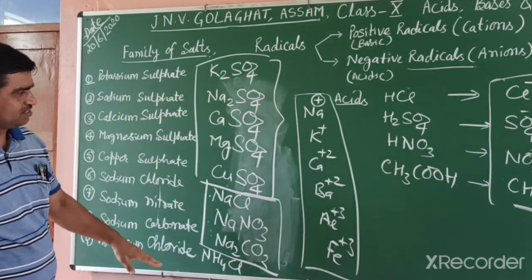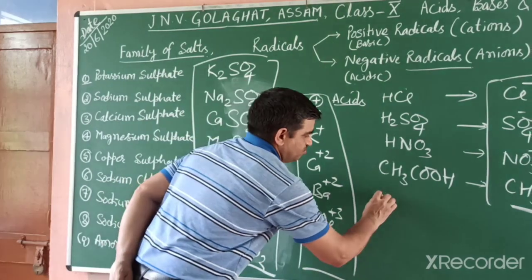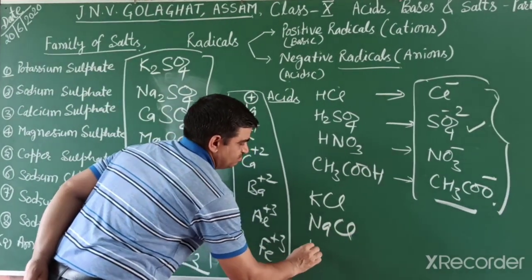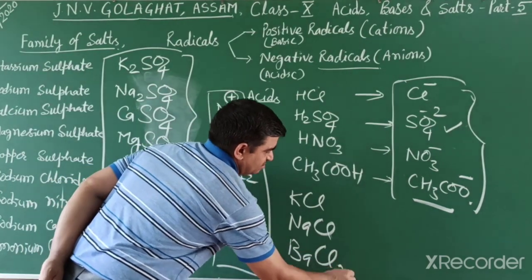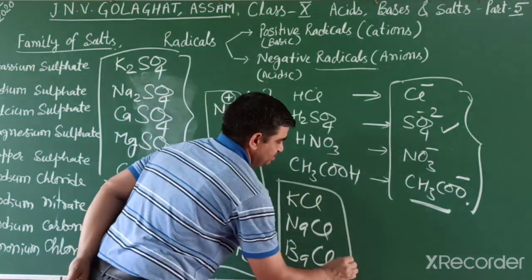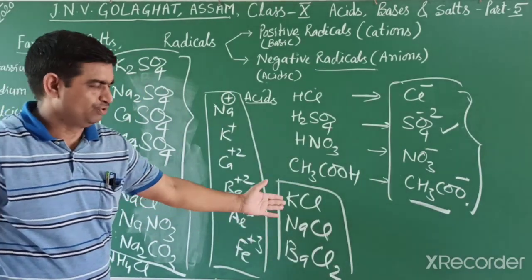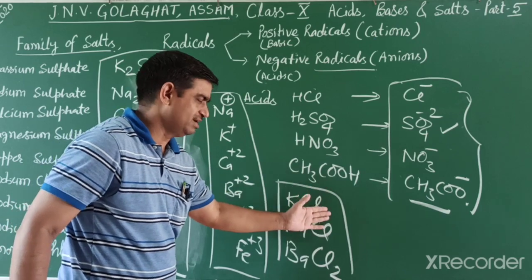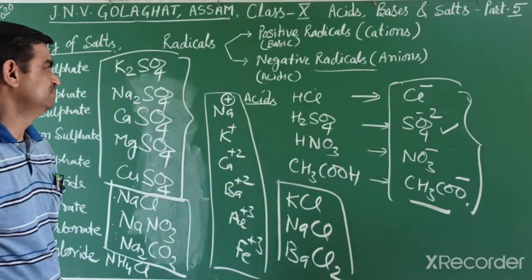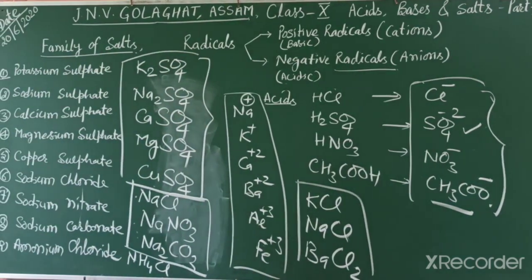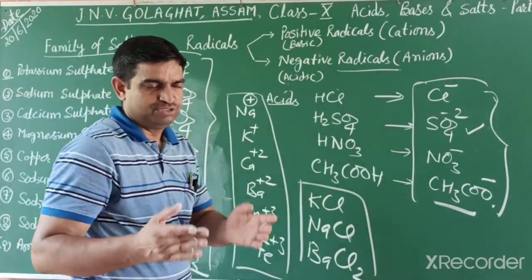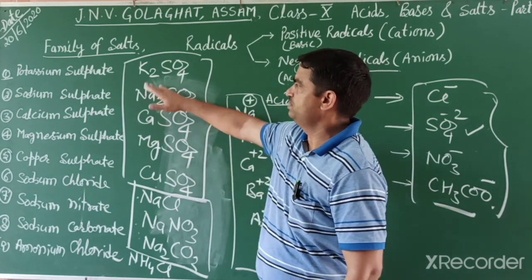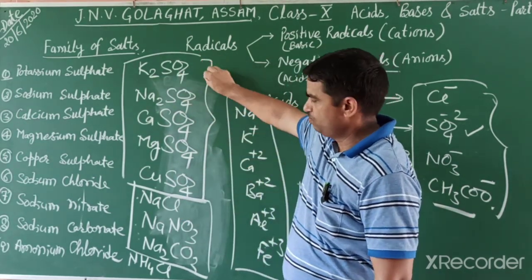And what about other salts? If you write potassium chloride, sodium chloride, barium chloride, what family do these salts belong to? They belong to the chloride family, because all these salts have chloride as a common ion. So what do we mean by the family of a salt? A family means salts that have the same cation or anion, like sulfate being common.